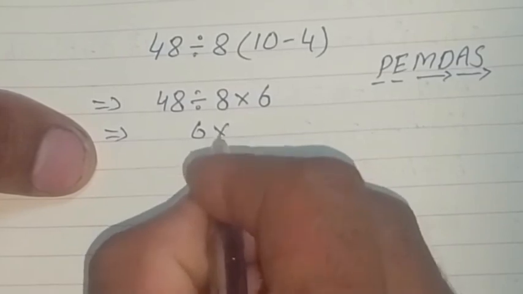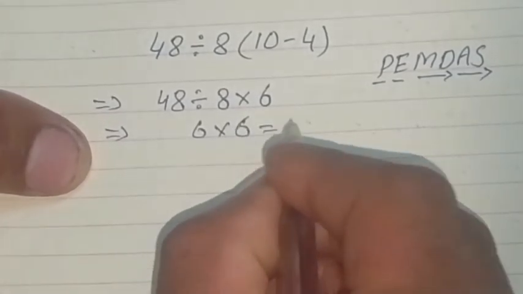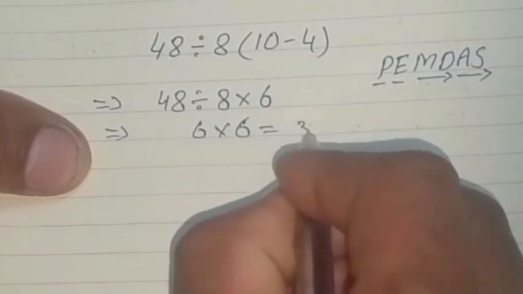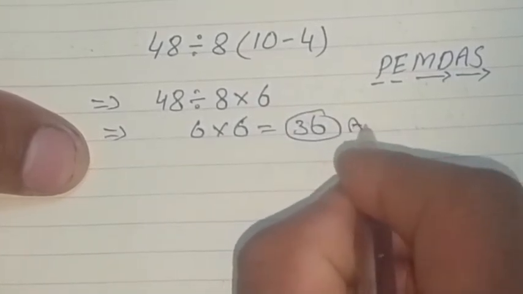and multiply by 6, and 6 times 6 they give us 36. So the final answer is 36.